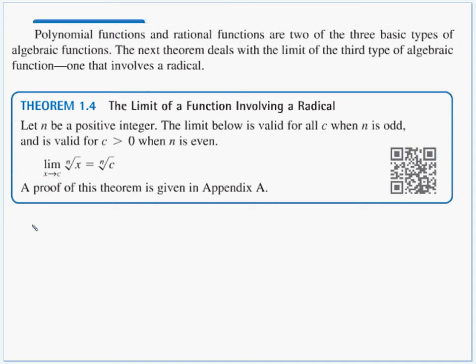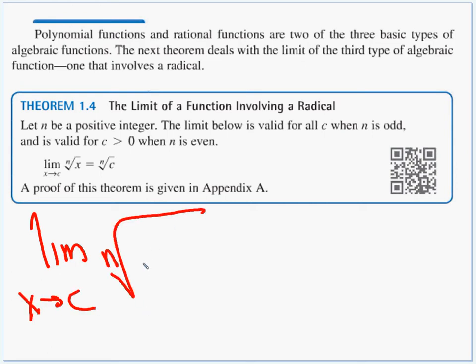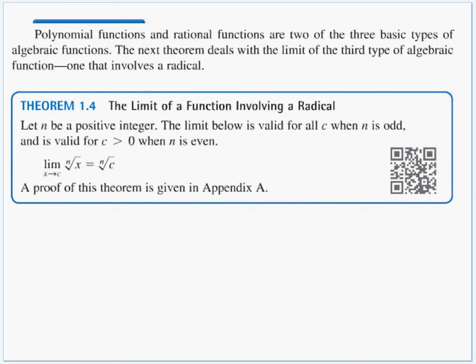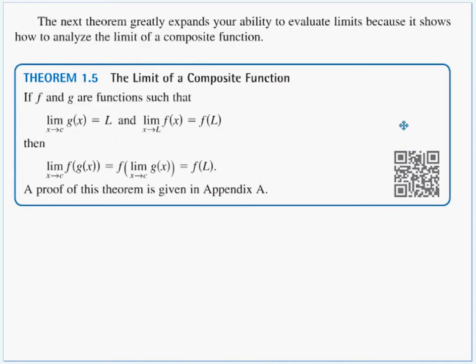So here, I'm just going to rewrite a little bigger. The limit as x approaches c of the nth root of x is just that nth root of c. We would directly sub the c in for the x. Again, this is true for if n is even, c has got to be positive. If n is odd, c can be positive or negative. So direct substitution will work even if you have a radical, as long as you still obey the algebraic rules.